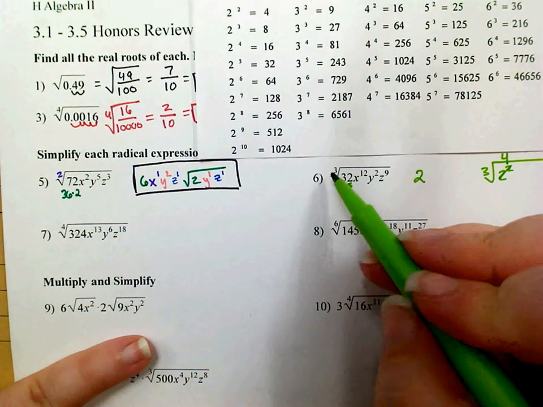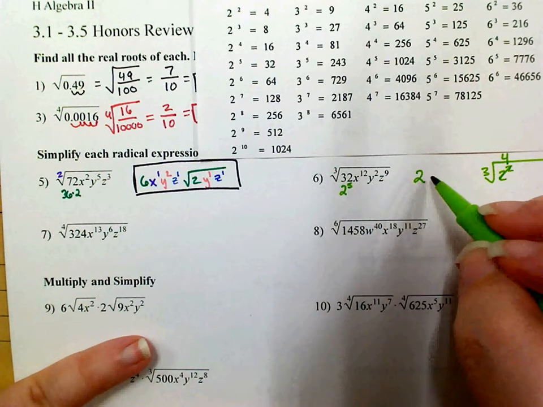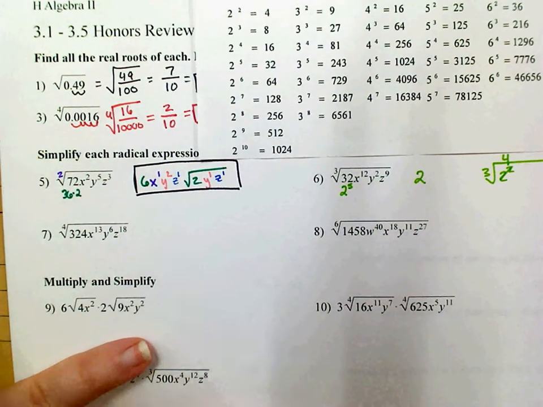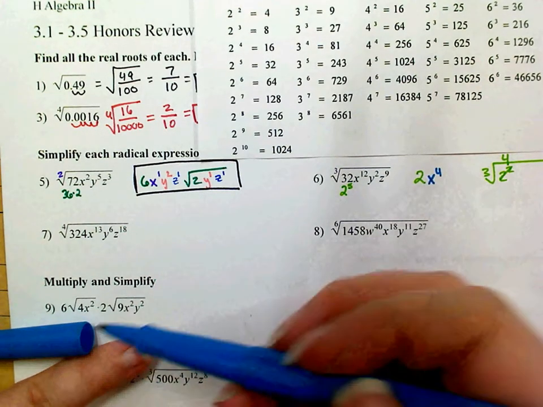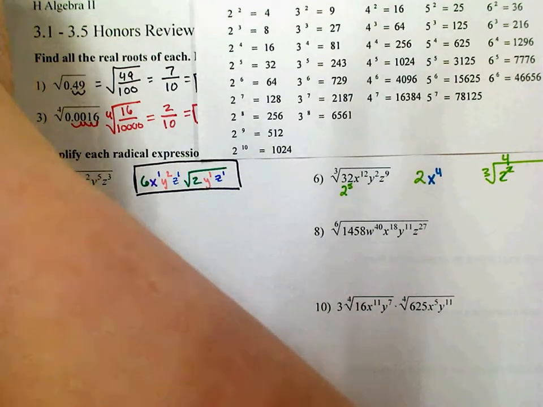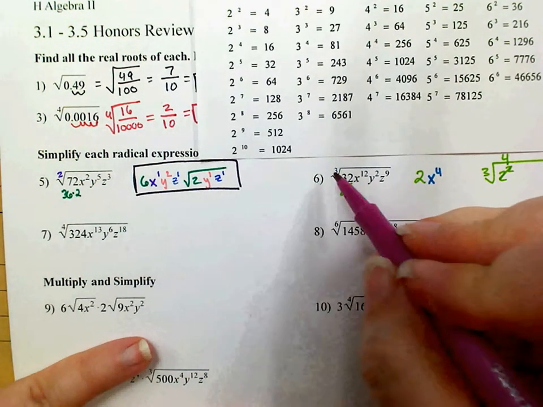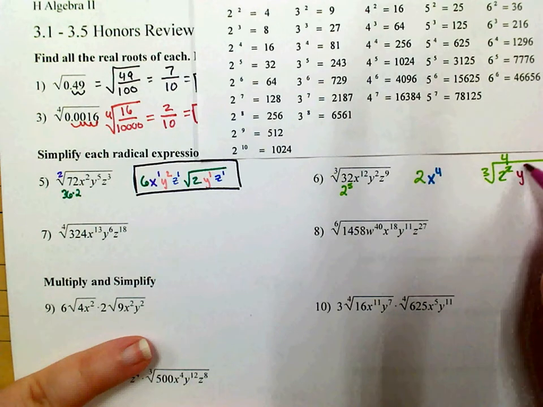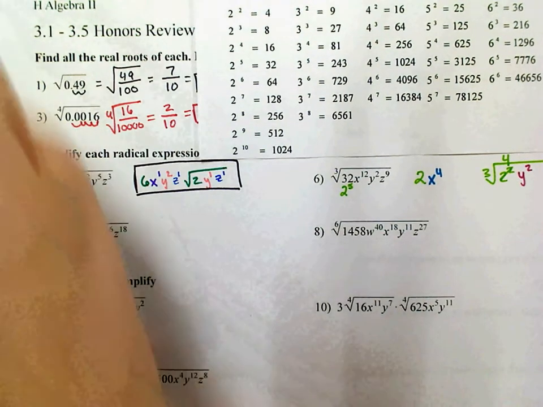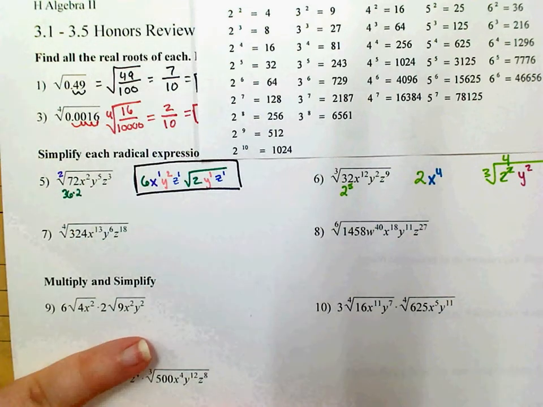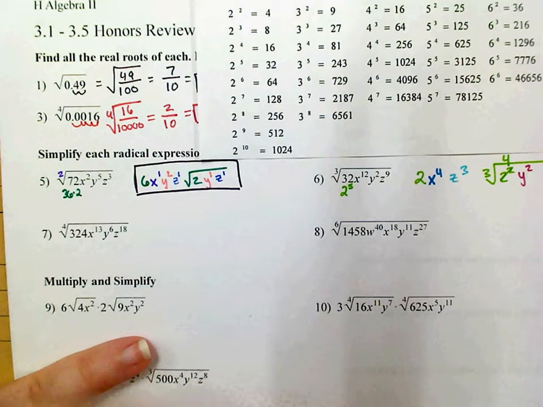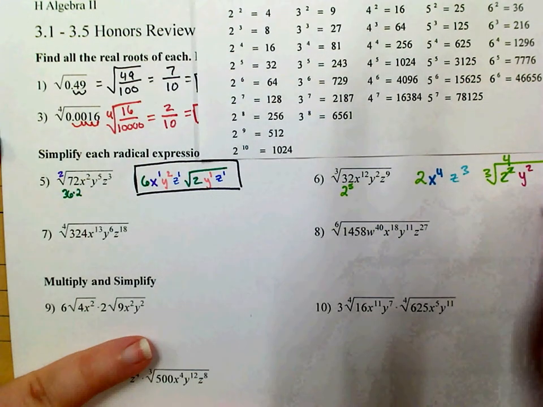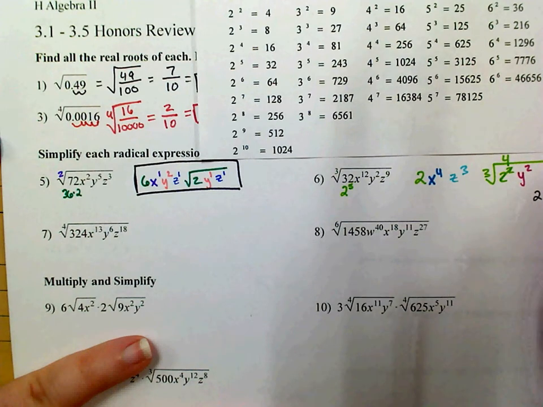3 goes into 12 4 times. I'll do it with a different color. 3 goes into 12 4 times, with none left over. 3 does not go into 2 at all, so I leave y squared in the interior. And 3 goes into 9 3 times evenly with none left over. So my final answer is going to be 2x to the fourth z cubed times the cubed root of 4y squared.